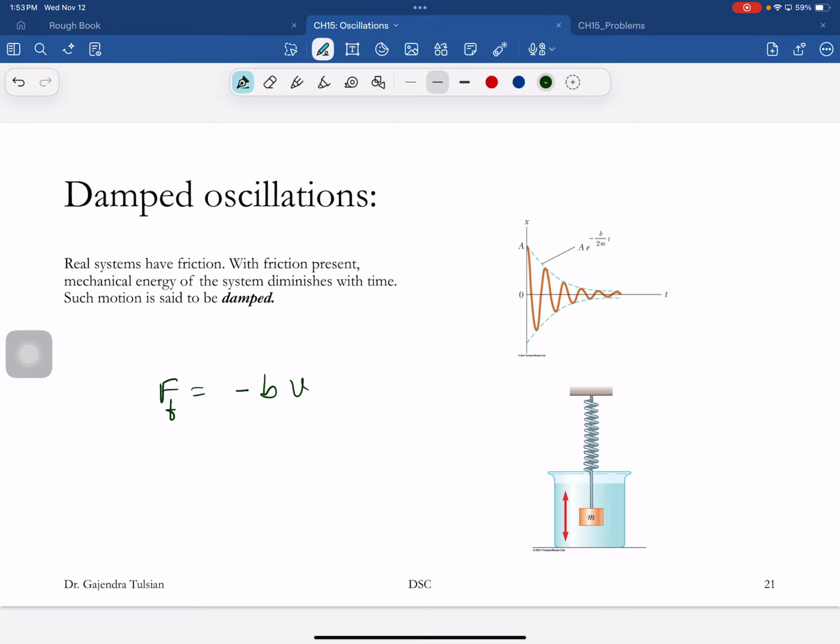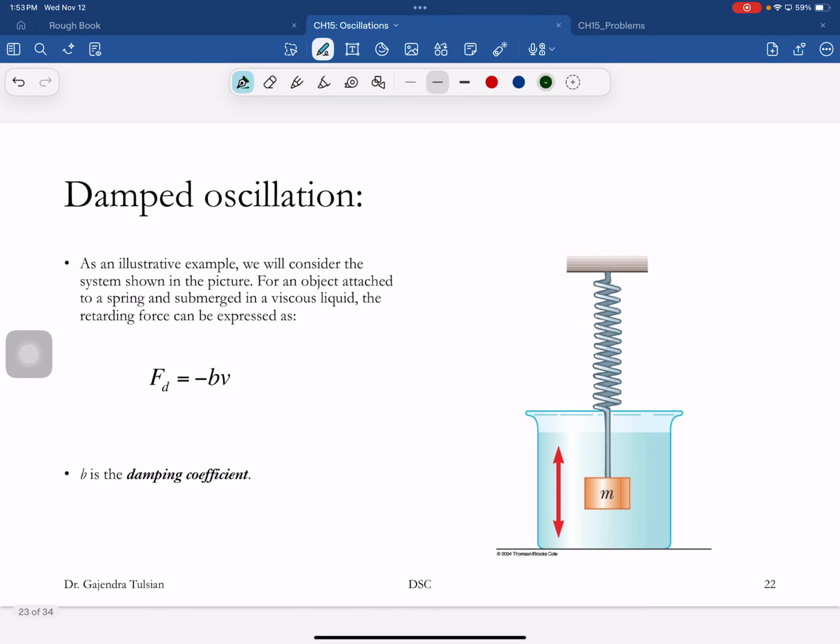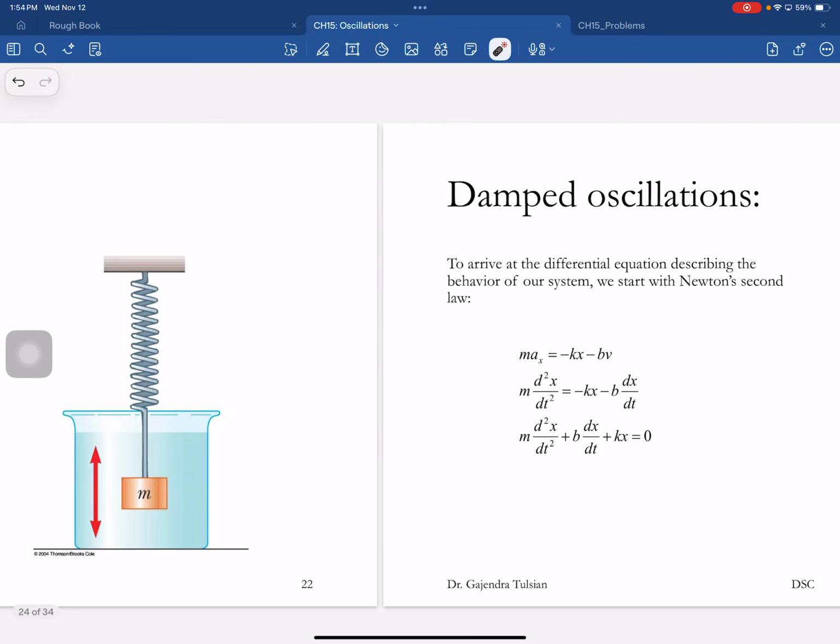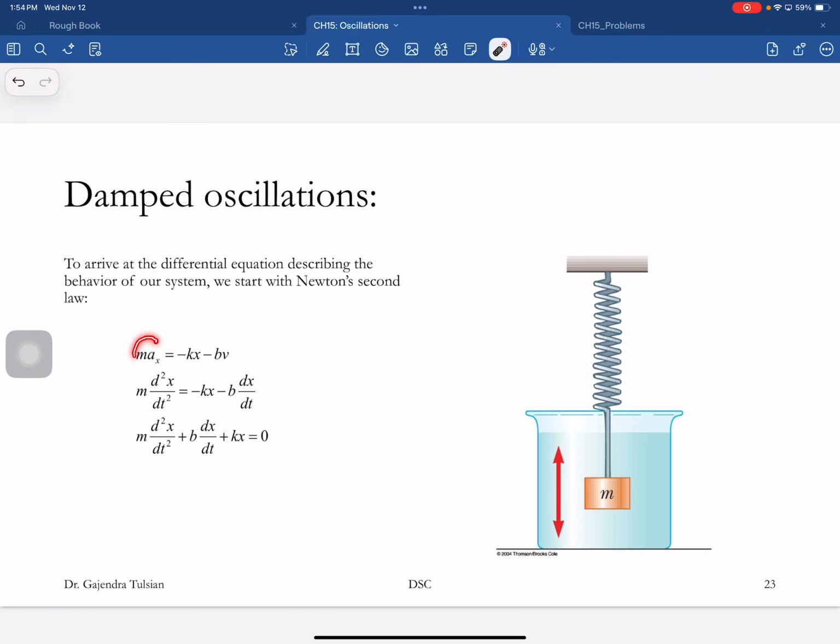So let's look at that. The friction force is also called a drag force. If it's in a fluid, the drag force is modeled by that. b is called the damping coefficient, and you'll see that this is important. We'll talk about applications. So the force acting on the system is the spring force and the friction force. There's your mass times acceleration equal to the spring force and the friction force.